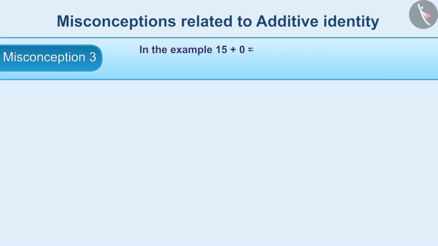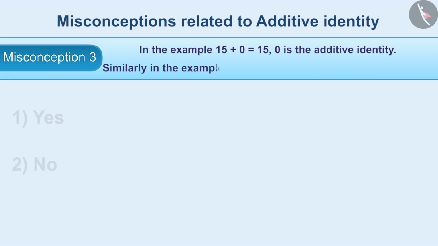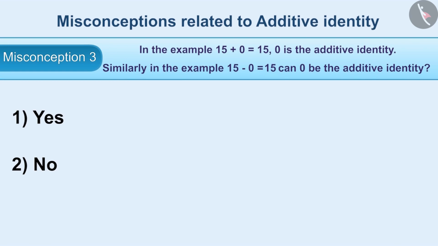Misconception 3. For example, 15 plus 0 is equal to 15. 0 is the additive identity. Will 0 be the additive identity for 15 minus 0 is equal to 15? By adding 0 to 15, the result is the same number, 15. Therefore, 0 is called the additive identity.